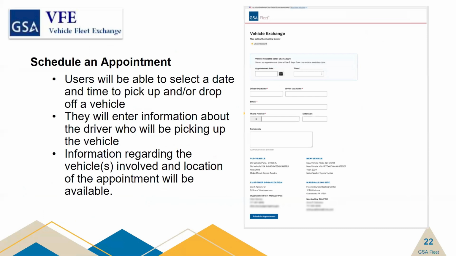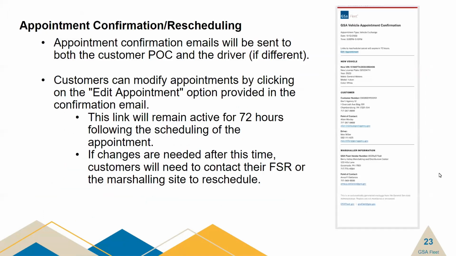And then at the bottom, you can see the information about the old and new vehicle, as well as customer and marshaling information. Just again, pushing that information in front of you, what vehicles and location the appointment is for. Thank you. Can you go to the next slide?